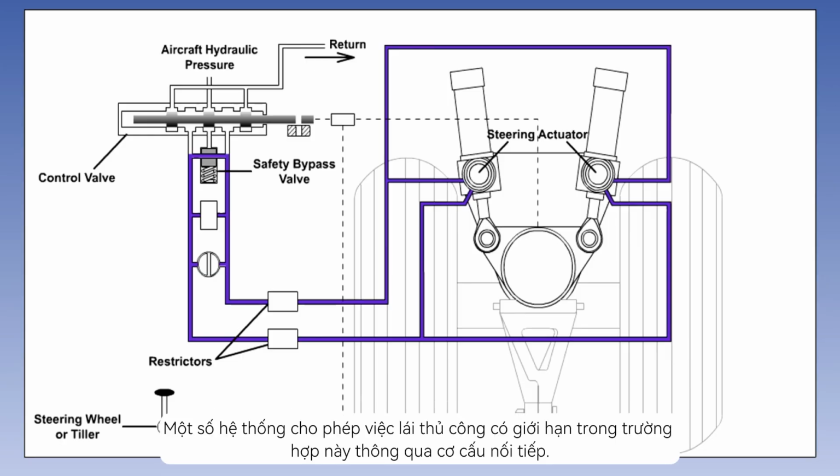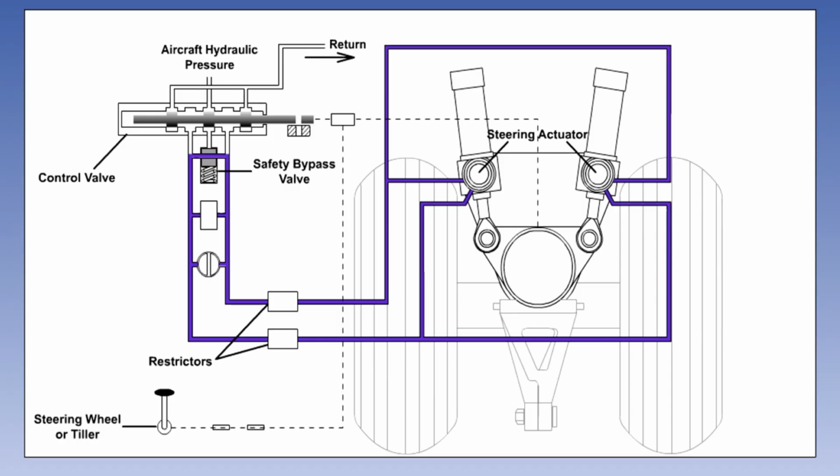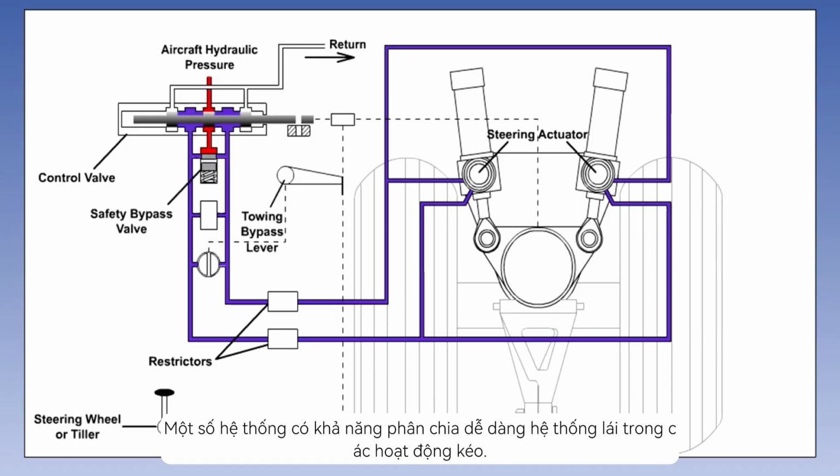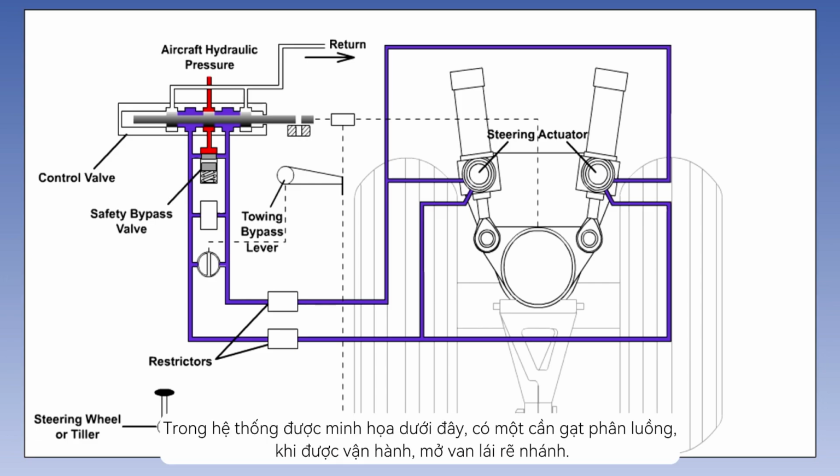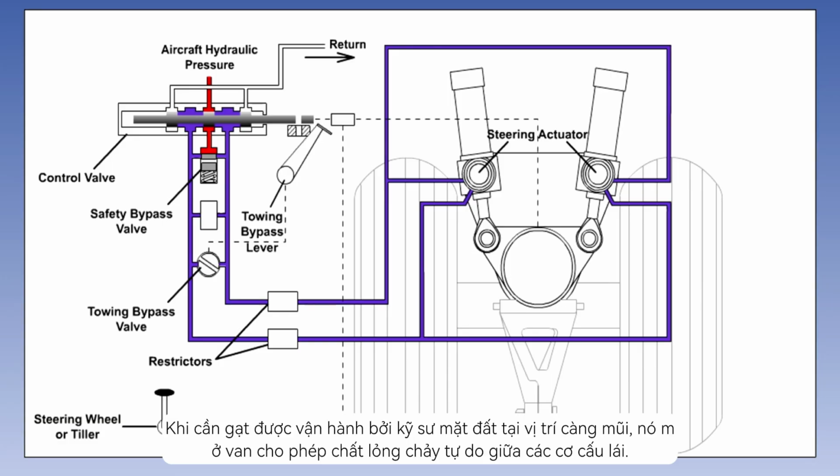Some systems allow a limited amount of manual steering in this circumstance via the follow-up linkage. Some systems have the facility to bypass the steering system during towing operations. In the system shown here, there is a bypass lever, which, when operated, opens a steering bypass valve. When the lever is operated by a ground engineer at the nose gear location, it opens the valve, allowing fluid to flow freely between the steering actuators.